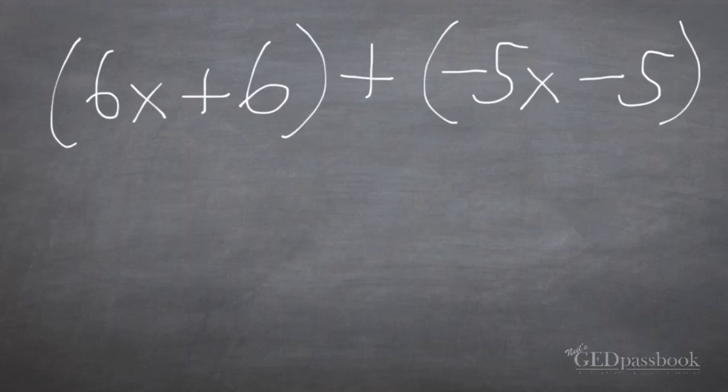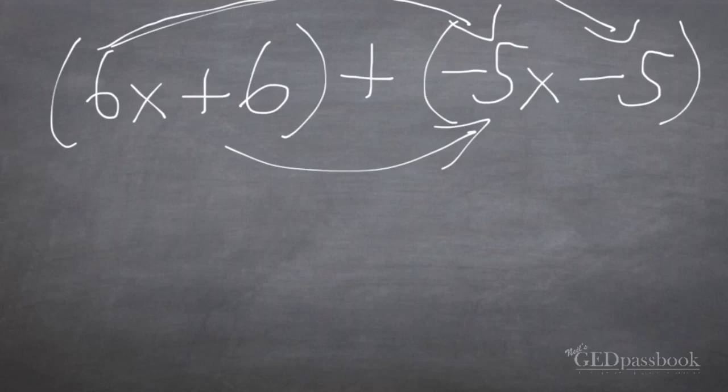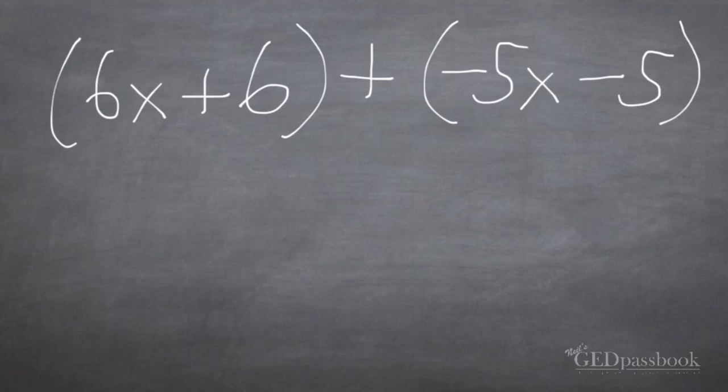This looks eerily similar to the last video I just uploaded, which was the FOIL method, right? This looks like FOIL. And the reason why I made a separate video on adding and subtracting these types of polynomials is because they look so similar to the multiplication FOIL questions. The last thing I want you to do is get this in the GED, and then next thing you know, you start foiling and doing this and that. That's the last thing I want you guys to do, because in this case, that is not what you do.